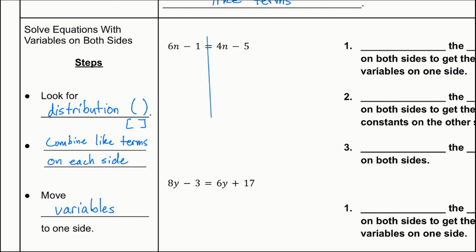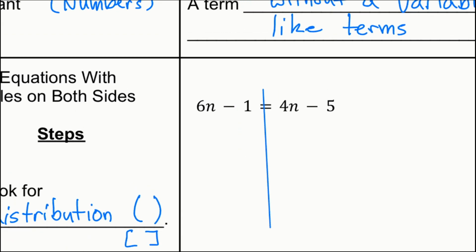The third step is where we start to go, okay, we need to move our variables to one side of the equation. There's two ways that we can do this, and I'm going to write this in red to know that you don't have to write this, but I just want you to watch.